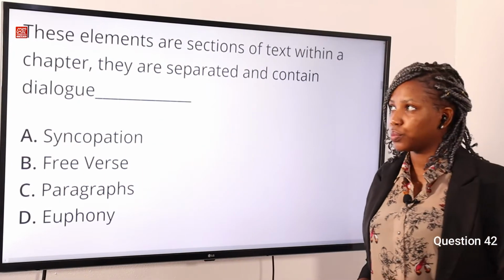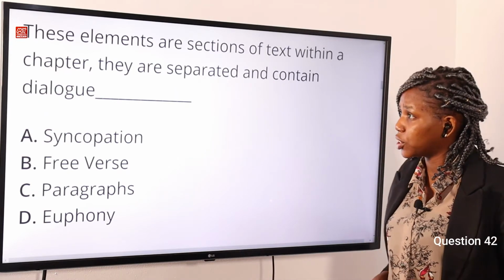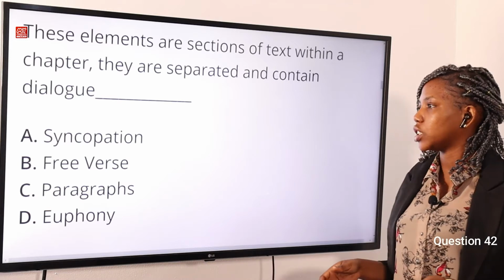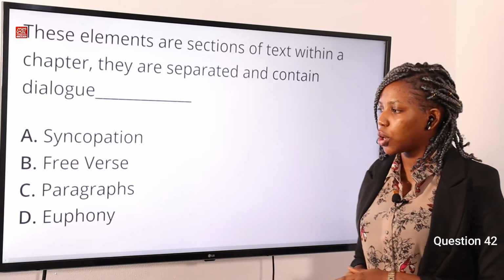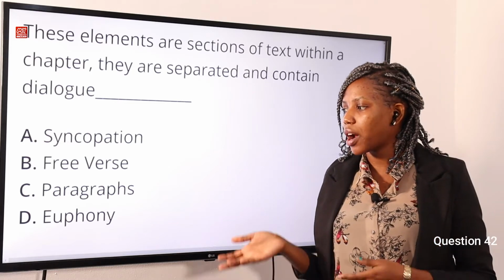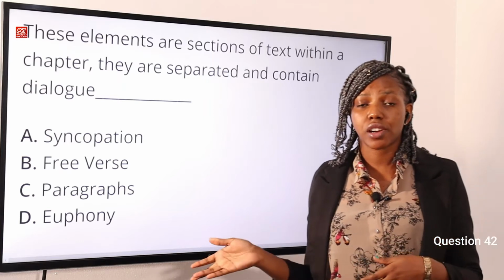Question 42. These elements are sections of text within a chapter. They are separated and contain dialogue. Option A, syncopation. Option B, free verse. Option C, paragraphs. Option D, euphony. The answer to this question is paragraphs.